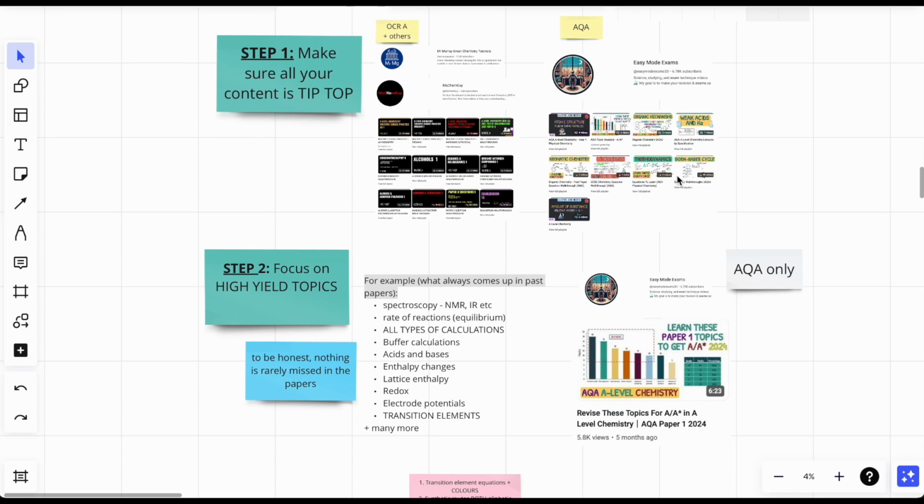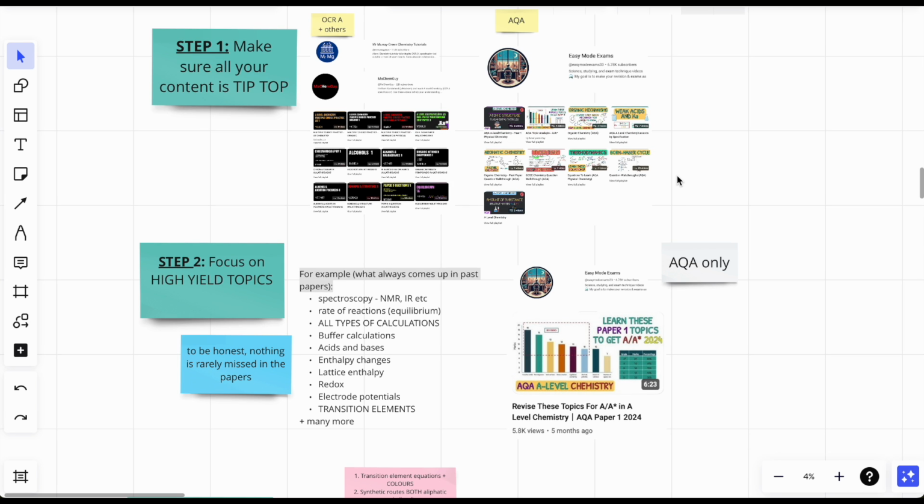And then step 2 is focus on high yield topics. What does this mean? It means that if you just go onto PMT and get up like 6 paper 1s for chemistry and look through them all, you'll notice that literally all the topics repeat themselves every single year, every single time. So you really want to focus on high yield topics.